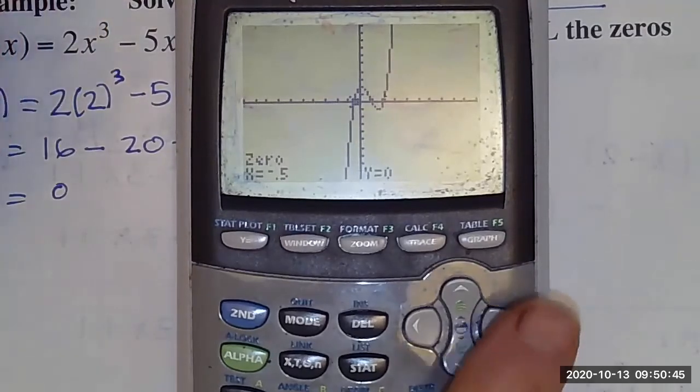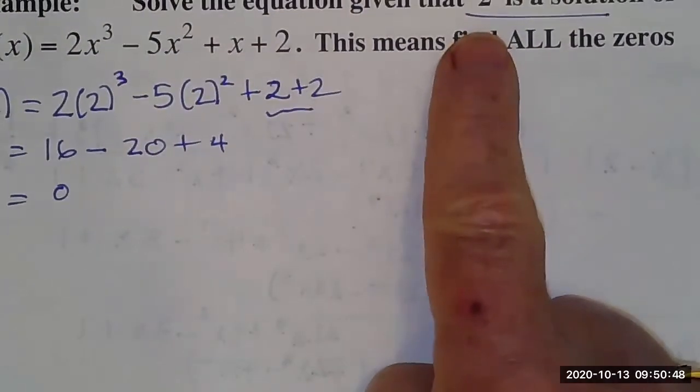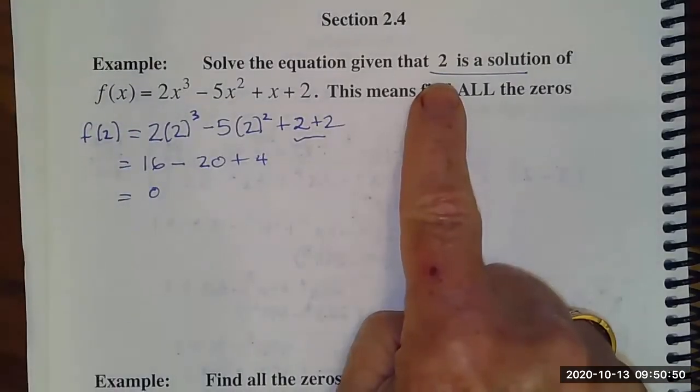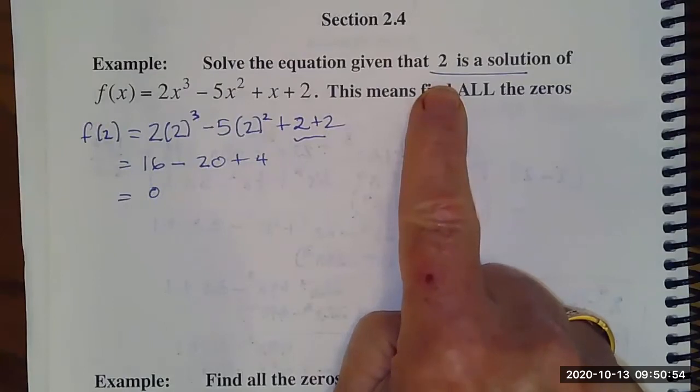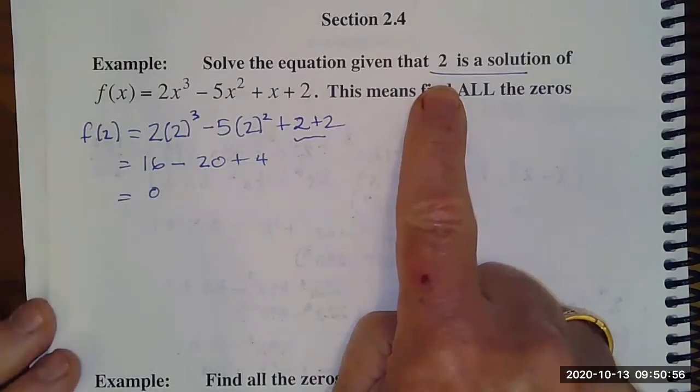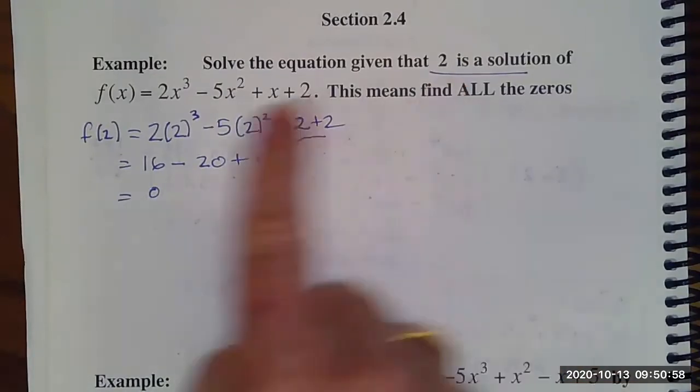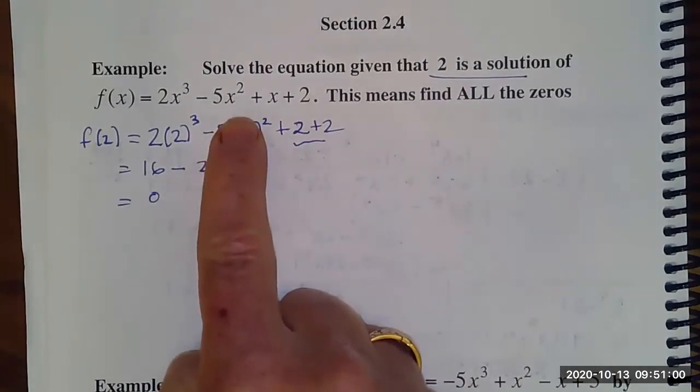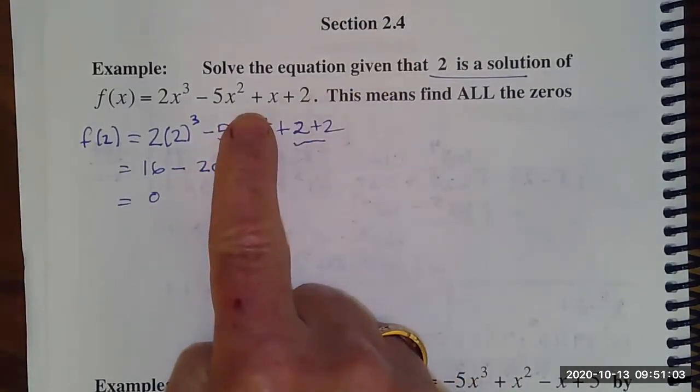But I gave you that right here. I said, hey, 2 is an answer. Now use that with long division and try to find all the other answers. So if 2 is an answer, the remainder should be what? If 2 truly is an answer, what should the remainder be when I do long division? Anybody?